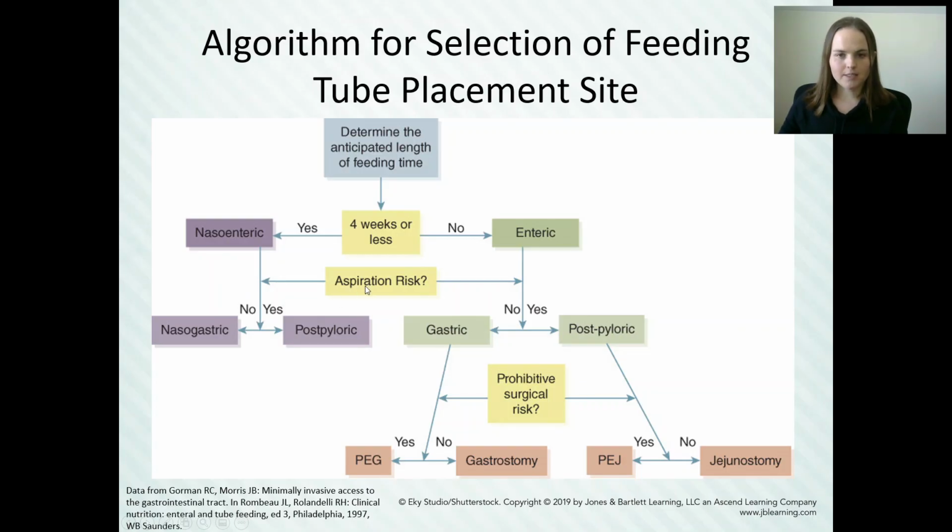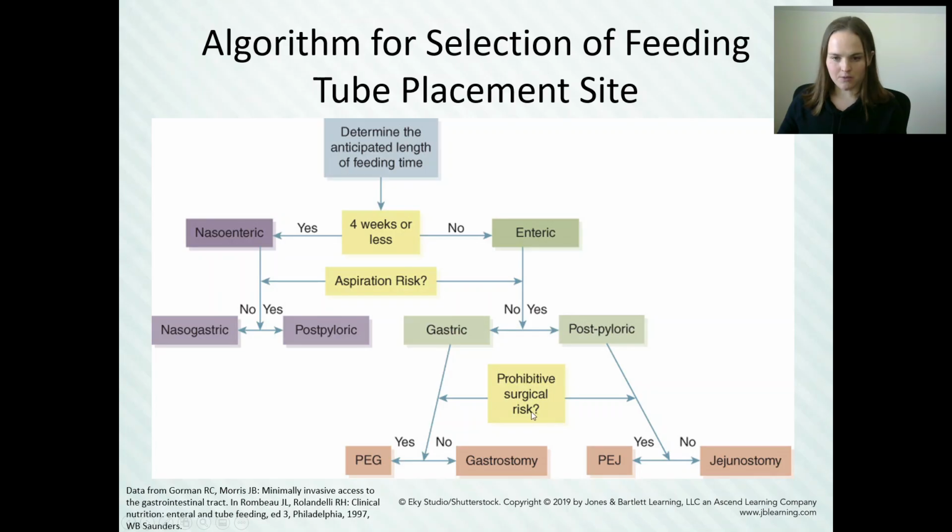The next criterion here is aspiration risk. If they're at aspiration risk, they might be a better candidate for an NJ tube. And if they're not at aspiration risk, they might be a better candidate for an NG tube. If we go through the flow sheet the other way, yes, we do anticipate that they need the feeds for more than 4 weeks. Then we're looking at doing just a G tube or a J tube, so an enteric tube. Again, you have the two options, aspiration risk, yes or no. I will say that at this phase, though, there's probably more to consider than just the aspiration risk when you're determining if they need a G tube placement or a J tube placement.